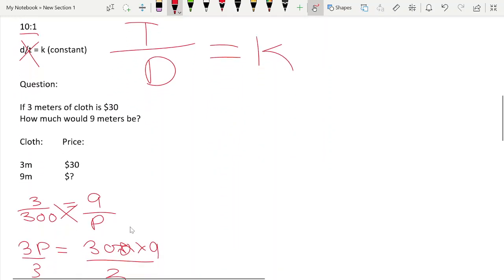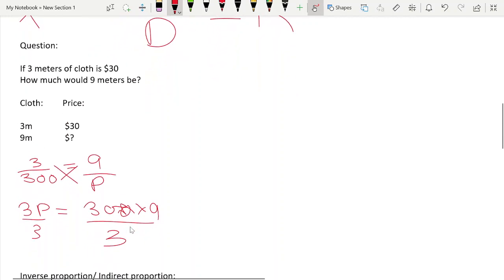Now, let's take a question to make this clearer. If you have 3 meters of cloth, and that is $30, how much will 9 meters be? So, let's take cloth. Let's make a little table. Now, if we have 3 meters, the price is going to be $30. If we have 9 meters, then how much is the price going to be? So we see that the cloth is increasing, meaning the price will also increase. Okay? That's our clue right there.